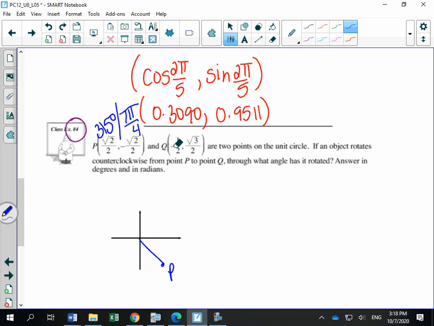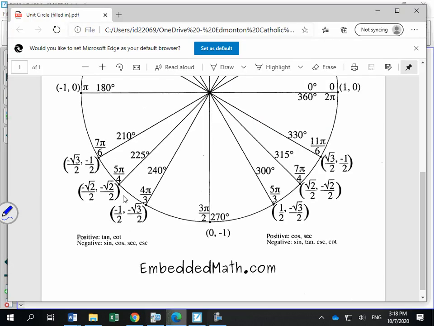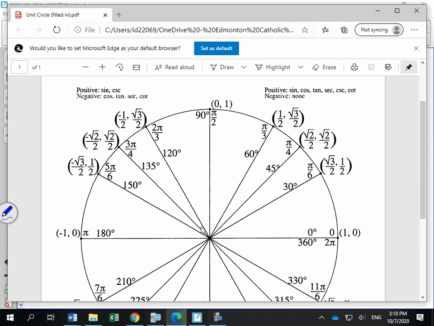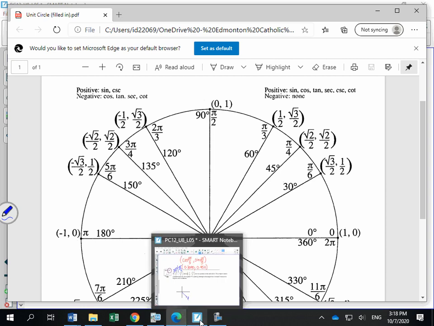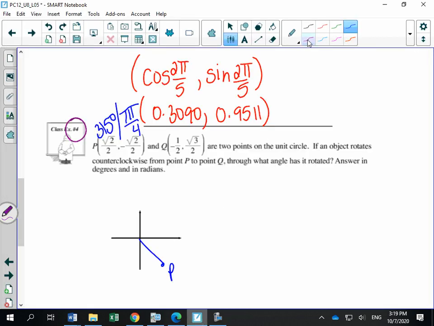Then we have to locate point Q. So point Q, x is negative, y is positive. This point would be in quadrant 2. So locate this point in quadrant 2 on your unit circle, and it would be right here at 120 degrees, or 2 pi over 3. So let's record that for point Q: 120 degrees, or 2 pi over 3. So that point Q is right here. And I know what my degrees are in radians and in degrees.